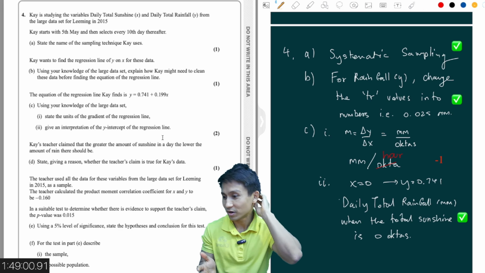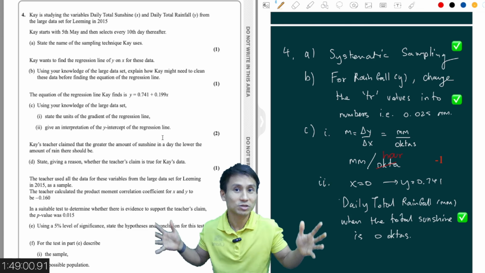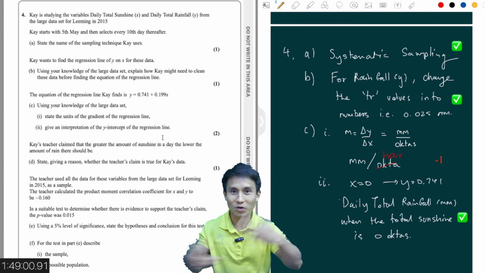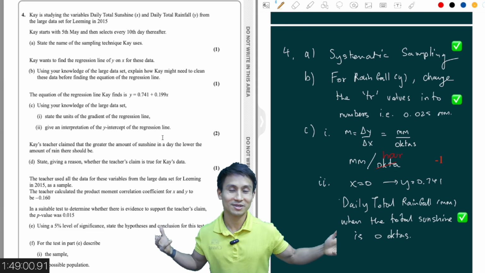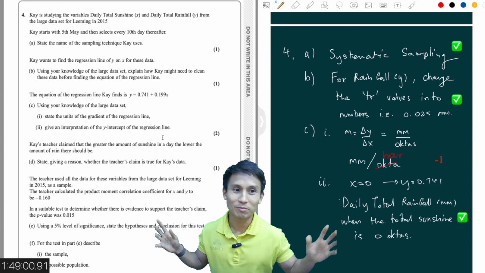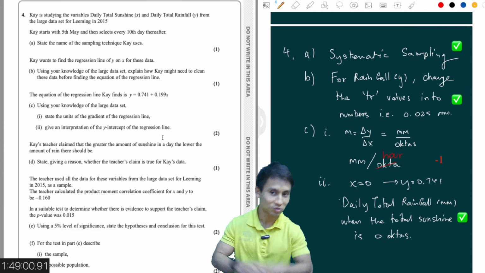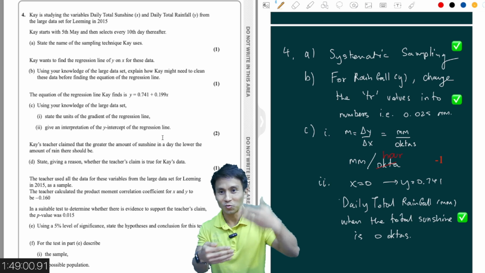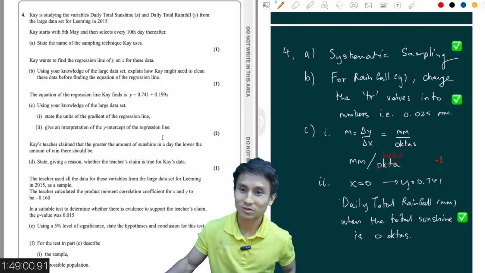So let's say you want a sample size of 100 from, say, 1,000. You would ID from 1 to 1,000, and then use a random generator. You would generate 100 random numbers, and those numbers correspond to the IDs of the sample, and you just select them. But this one is systematic, so you go 1, 101, 201, and so on, for example. So that's systematic.